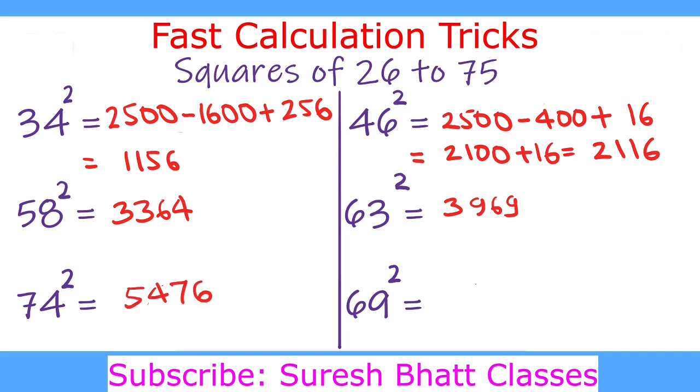69 square. The difference between 50 and 69 is 19. So 2500 plus 1900, plus the square of 19, which is 361. So 2500 plus 1900 is 4400, plus 361, which is 4761. This way we should do it fast and orally.